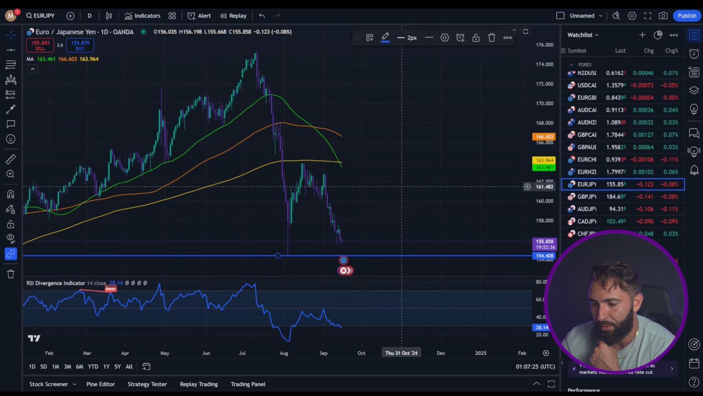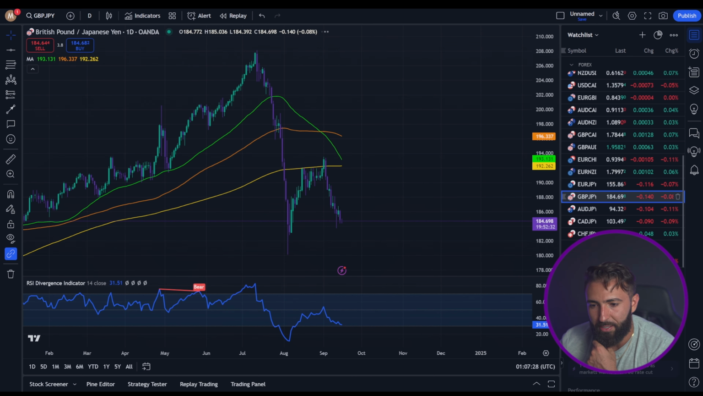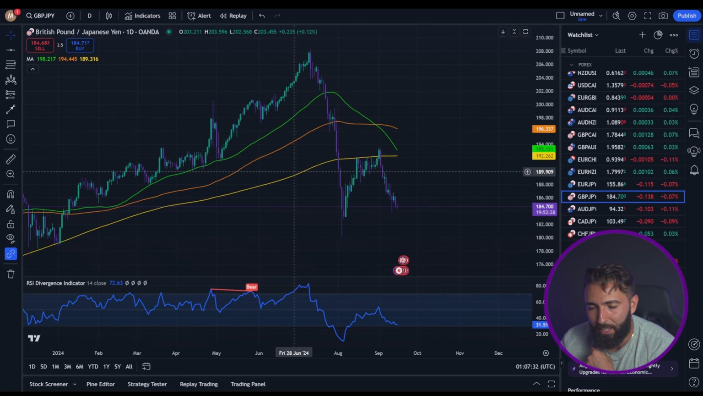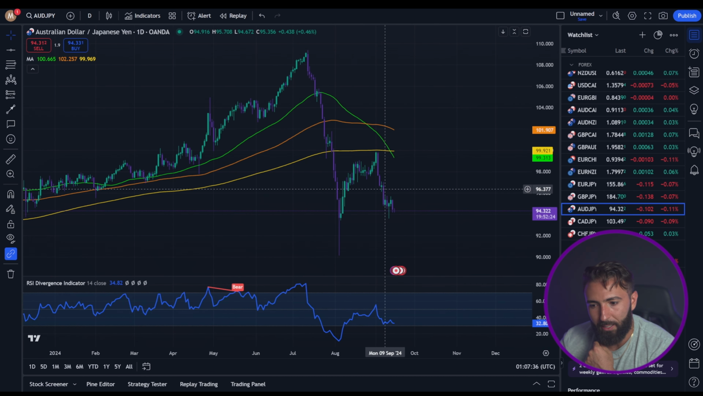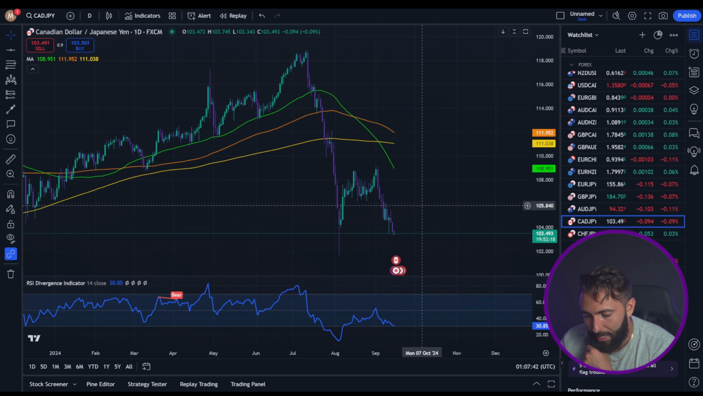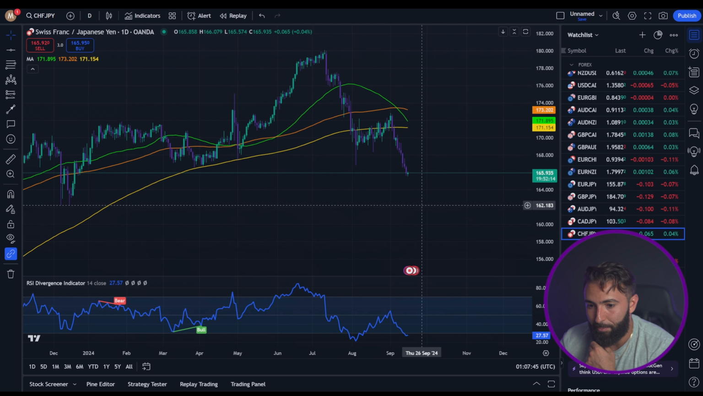Again, let's look at GJ. It's going to be very similar. Almost identical. Same type of setup, guys. Same thing applies. We go down one more. Again, here we are. AJ, same thing. CAD JPY, same thing. Franc yen is a bit different.